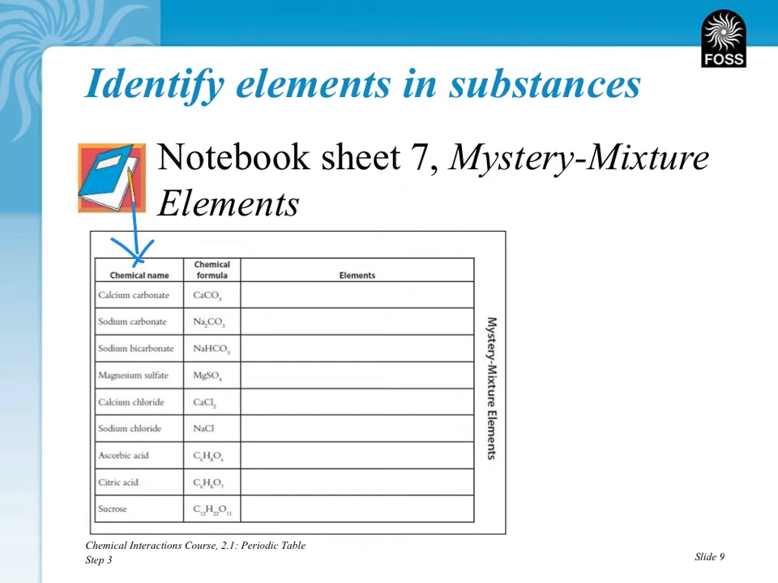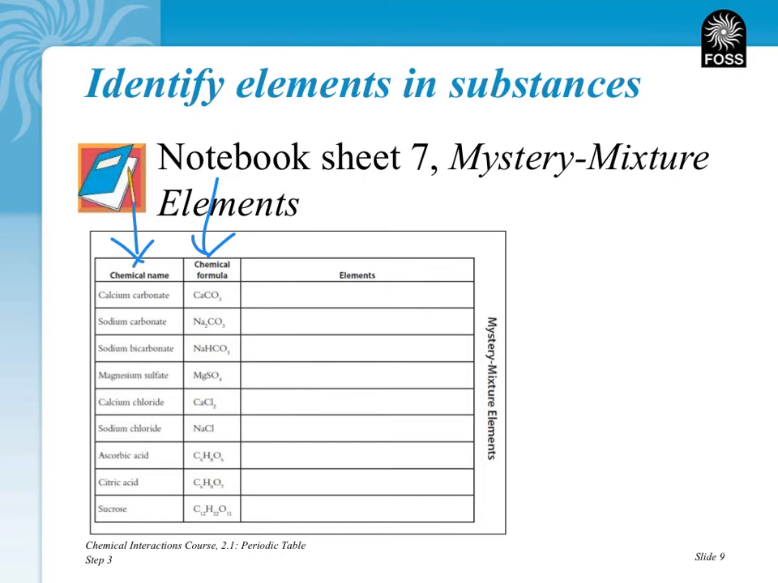Each one also had its own unique chemical formula: CaCO3, Na2CO3. That is the chemical formula that makes that chemical name, that substance, unique. What we need you to do is to look at that chemical formula and maybe using the chemical name too to help you find what elements are in each of these.